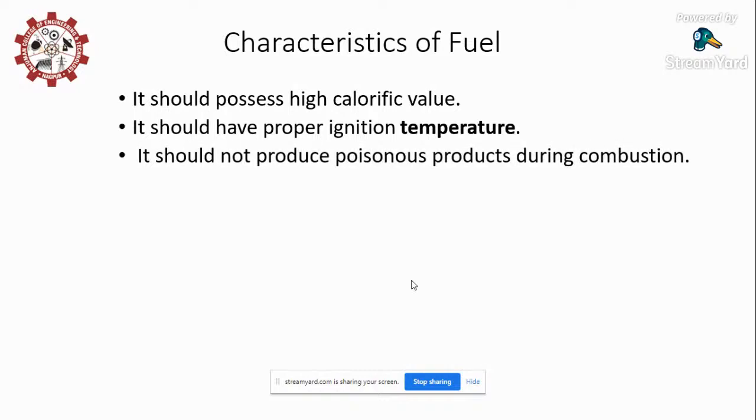Then after the combustion, the fuel should not produce any poisonous product. What do you mean by poisonous product? For example, carbon monoxide. You are very well aware that if you inhale carbon monoxide, it goes into the blood and forms carboxyhemoglobin, which reduces the oxygen carrying capacity of RBC, resulting in unconsciousness or maybe death. So we need to see to it that the fuel undergoes complete combustion, and on complete combustion, it should not produce any harmful or poisonous product.